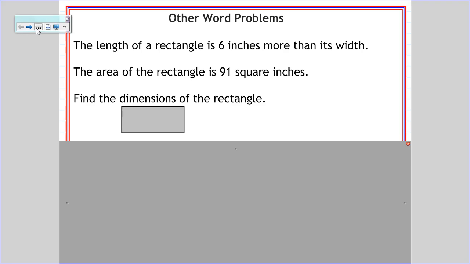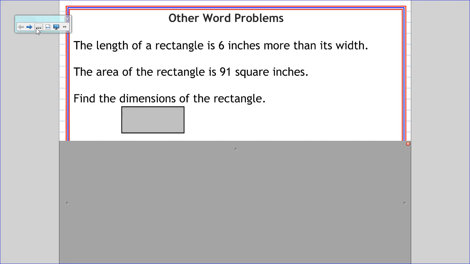Alright, so we start with: the length of a rectangle is 6 inches more than its width, and the area of the rectangle is 91 square inches. So I want to figure out what length and width fits that bill. Now the first thing you're going to do is draw a rectangle. I don't care what you call the length and what you call the width. Maybe you've heard it matters, but for me it doesn't really matter. It's all going to work out to the same thing.